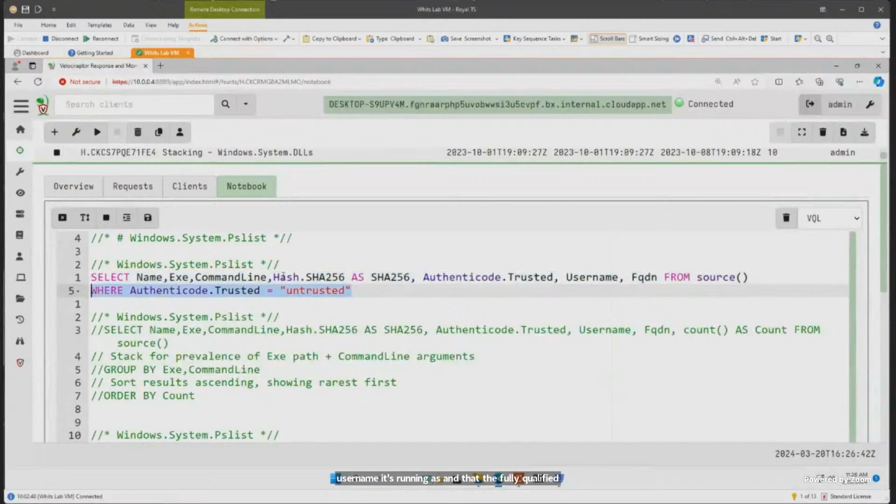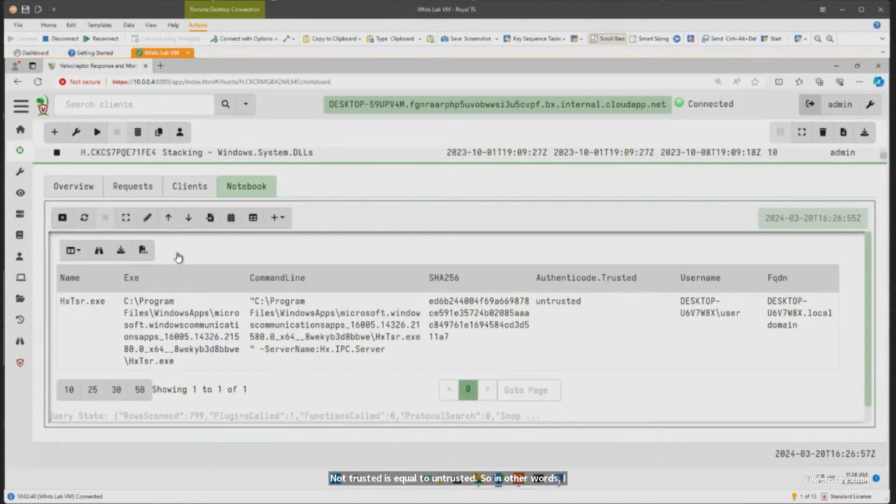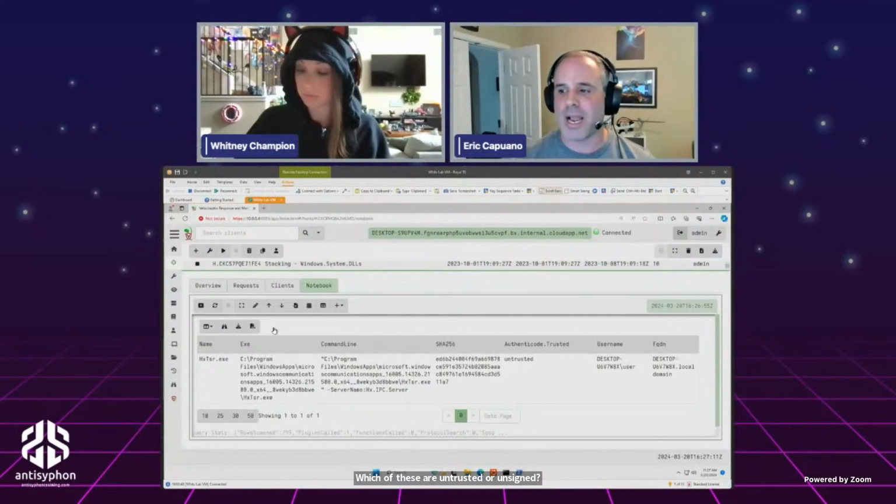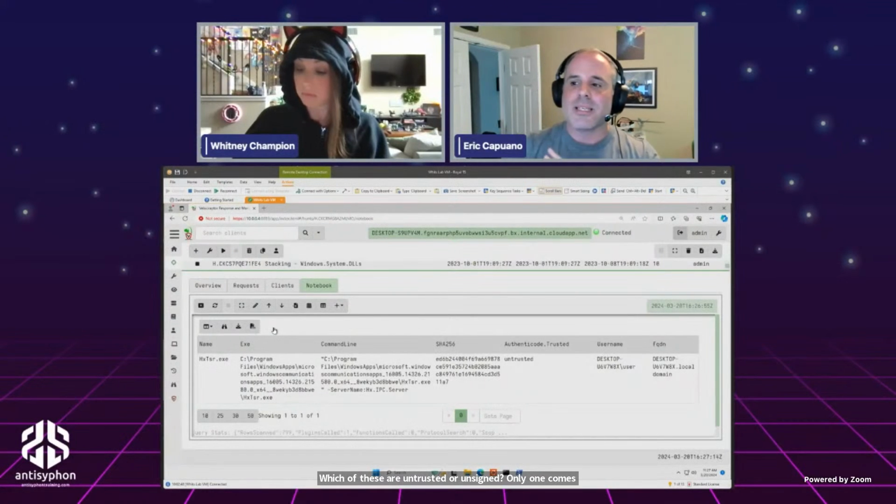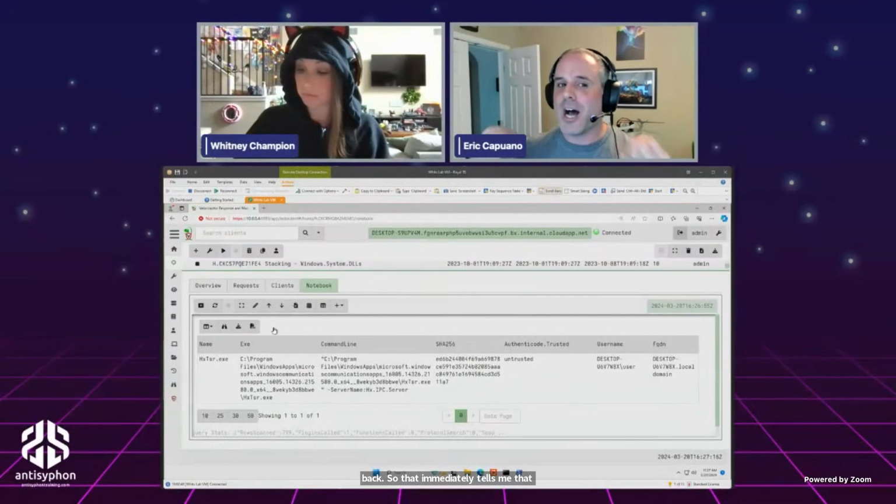But notice this next little filter criteria here is saying only return the rows where authenticode.trusted is equal to untrusted. So in other words, I only care about the unsigned processes across all 10 of these systems. Now, this is super cool because you remember we had nearly 800 processes across these 10 machines. When I asked the question of which of these are untrusted or unsigned, only one comes back. So that immediately tells me that unsigned processes are fairly uncommon on modern Windows systems, right? These were Windows 10 systems, but still, they're even less common on Windows 11.